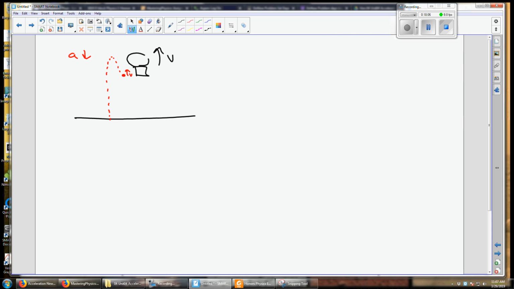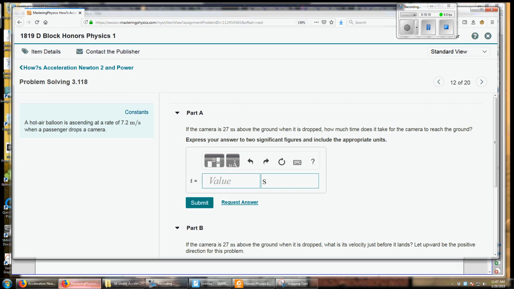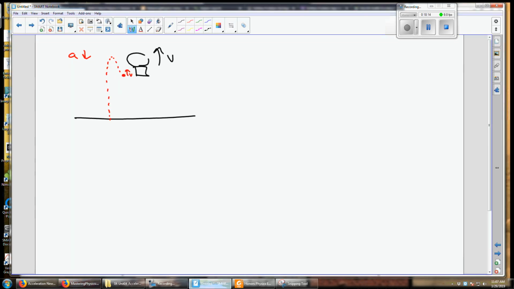So I'm told, let me put some numbers in here. I'm told I'm at 27 meters. So now I need to make a choice. Where do I want to call 0? I want to call 0 where it's released or at the ground. Is everyone okay with that? We'll call that 0 height. So this is 0 at 0 meters.